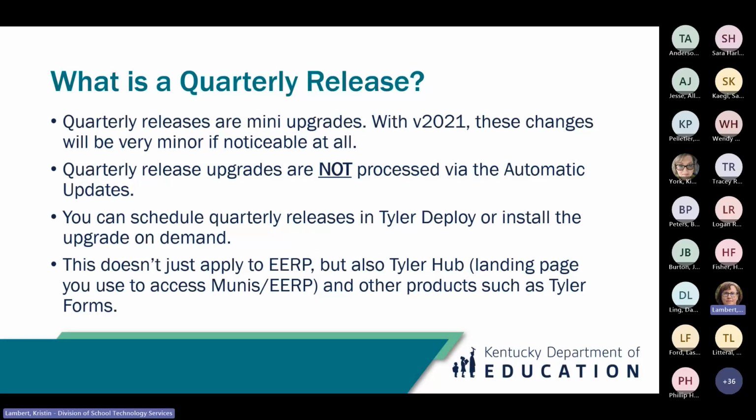It's a quarterly release. It is an upgrade though, and it's not processed via those automatic updates that I was talking about earlier. So you actually do need to go into Tyler Deploy and manage this and schedule the upgrade, or you can install the upgrade on demand in your non-prod environments. This doesn't apply to just ERP, but also Tyler Hub, the landing page used to access Munis or any other products such as Tyler Deploy.